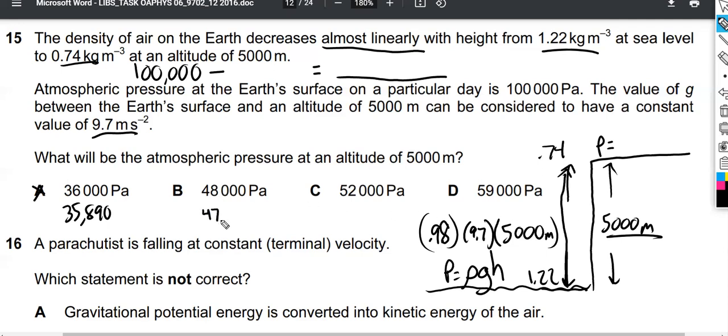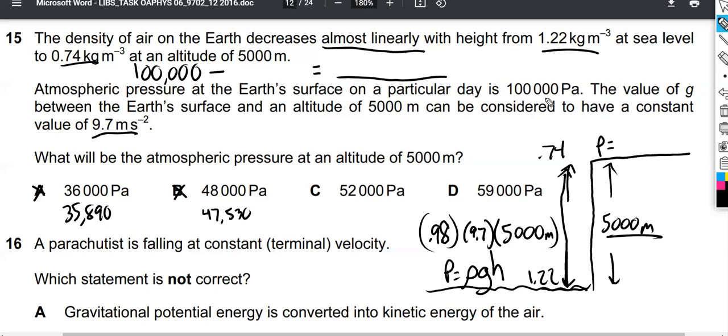answer of 47,530. And again, you don't want to be so satisfied with that calculation going like, yes, I calculated the density correctly. I plugged it into my hydrostatic pressure equation. Choice B is incorrect, right? Because remember what we did up here.